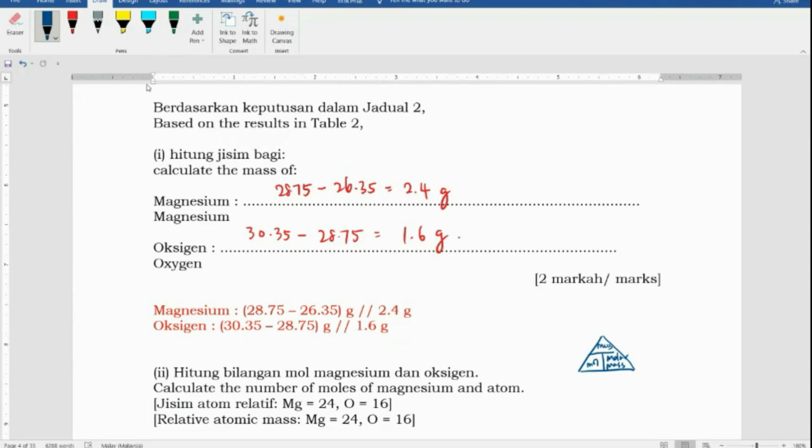Okay, Matthias, can you calculate the mole for the magnesium? Adrian, you count for the oxygen. What is the number of mole? Okay, sudah?